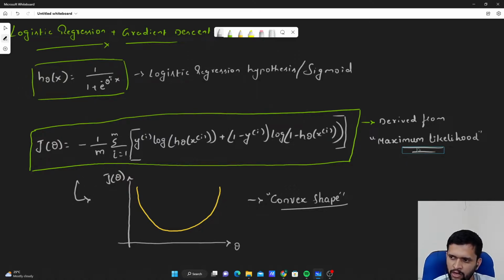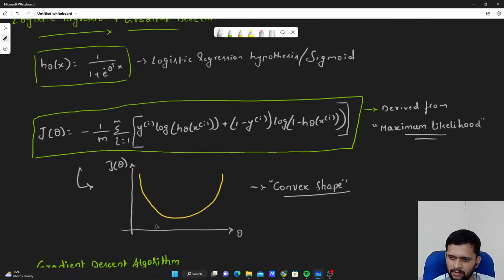This part I have also explained in a separate video, where I talked about log of odds, likelihood and maximum likelihood. Please go and check that video as well. This cost function gives us a convex shape, so that we can apply gradient descent and update our thetas in such a way that we arrive at the global minimum point somewhere here, so that the cost will be minimum. This is our main aim.